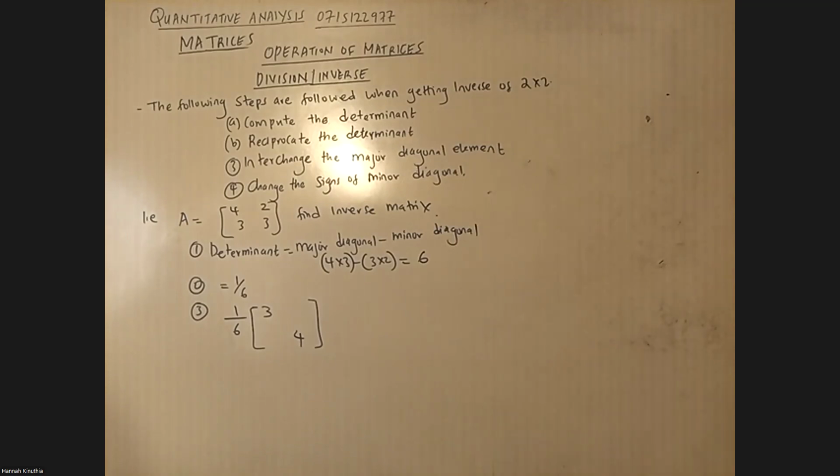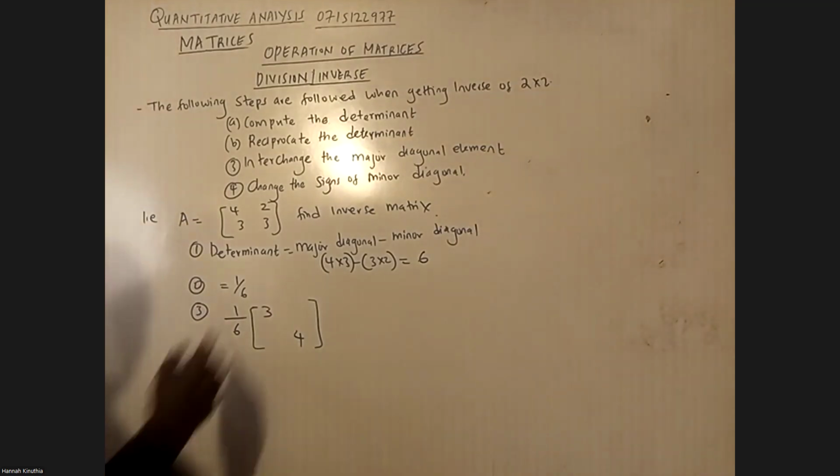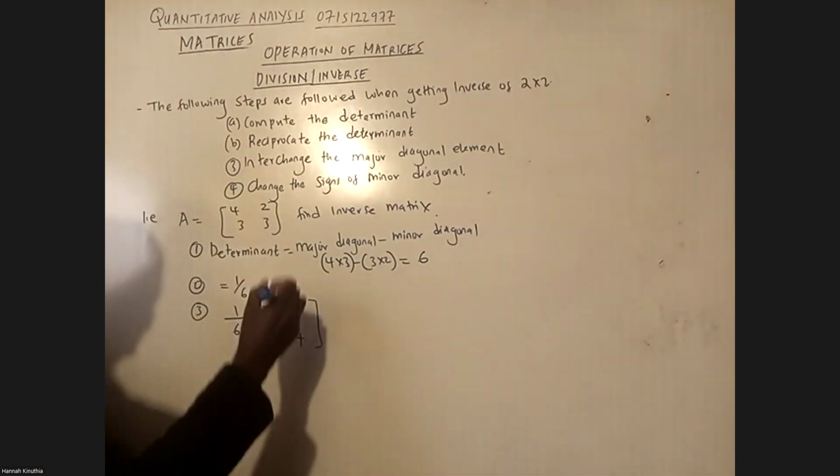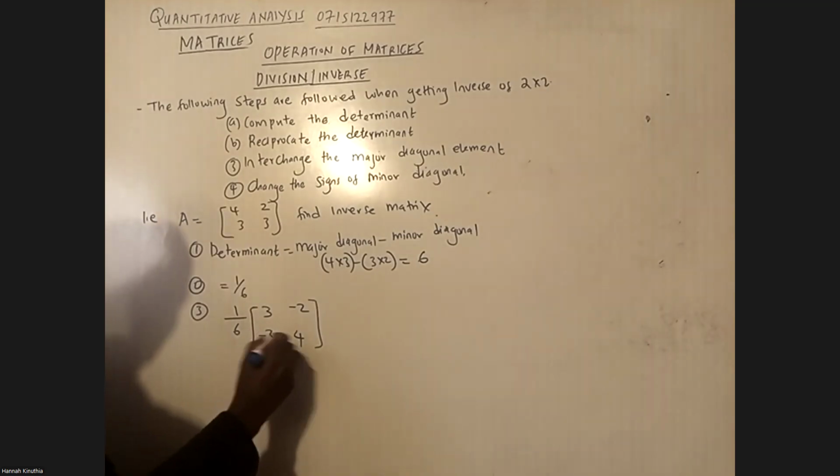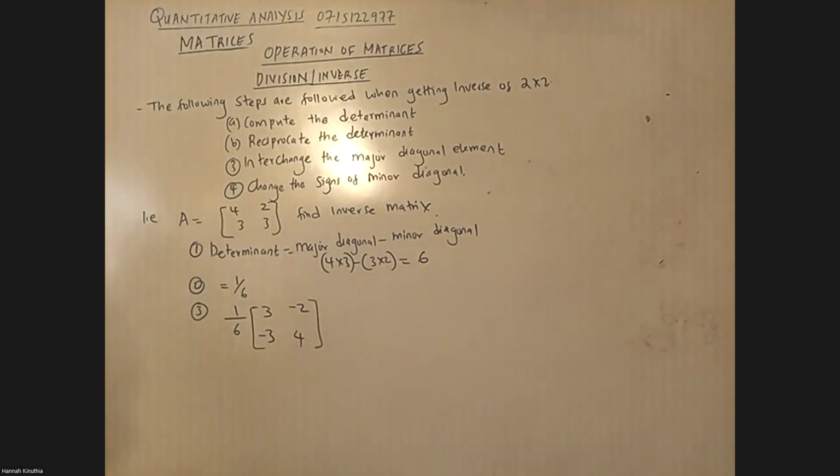Then step number 4, we change the signs of the minor. Now the signs, so 2 ni positive. Kama 2 ni positive, we change the sign, itakuwa ni minus. 3 ni positive, we change the sign, itakuwa ni minus 3. That's all. That is how we get the inverse of 2 by 2.